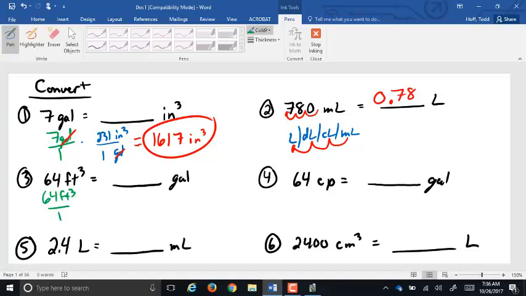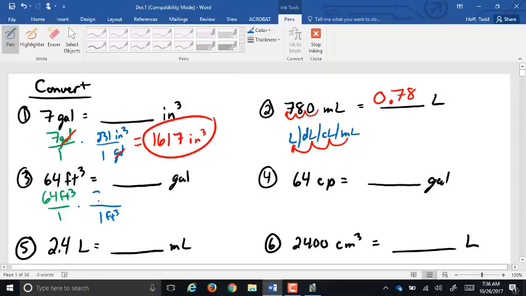64 cubic feet going into gallons. So yes, it's cubic feet on bottom; 1 cubic foot is 7.5 gallons. 64 times 7.5 is 480 gallons.